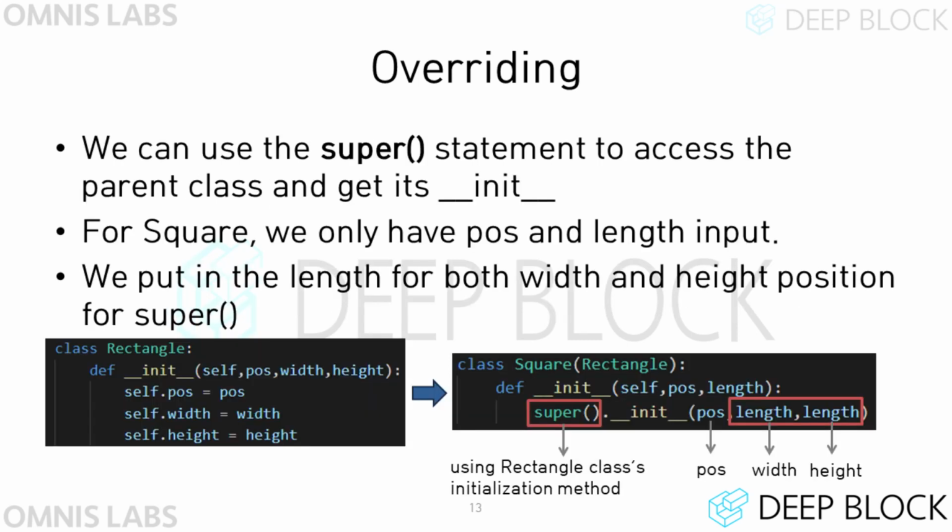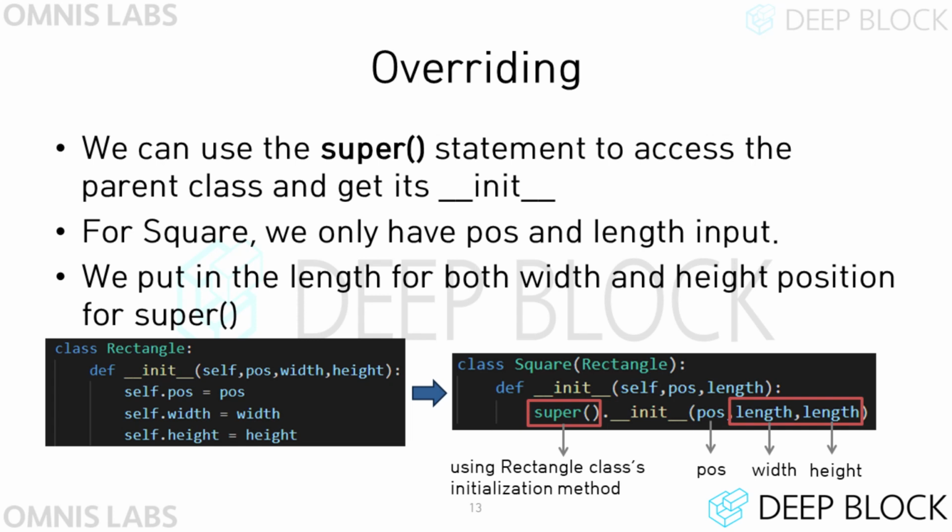For example, let's look at the process of overriding the initializer of the parent class when the class called square inherits the rectangle class. Using the super function, we can call the method of the parent class from the child class.